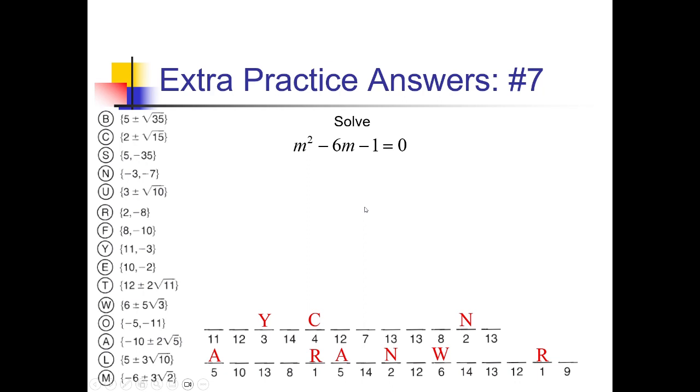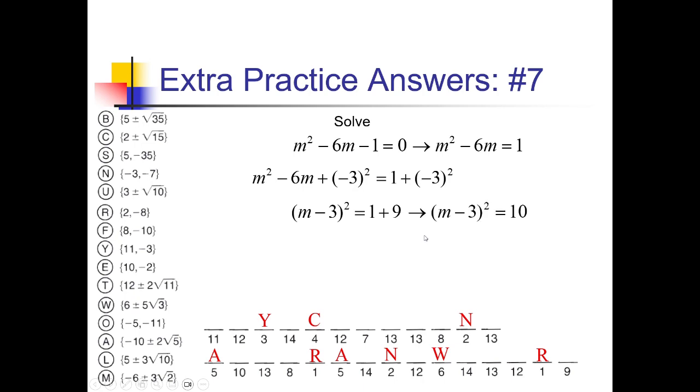Before I can complete the square to solve this problem, I have to clear this 1 out, leaving my left side without a constant. So I'll add that over and get positive 1 on the right side. Now I'm going to take half of negative 6, which is negative 3, square that and add that to both sides. On the left side now I can factor that as m minus 3 quantity squared. On the right side this is 1 plus 9, which is 10.